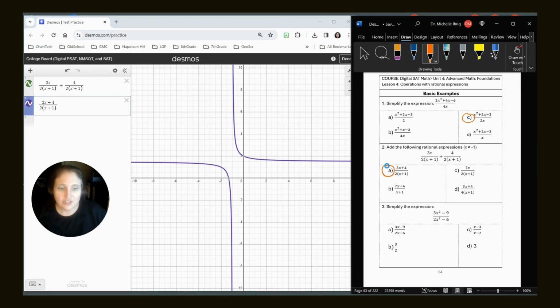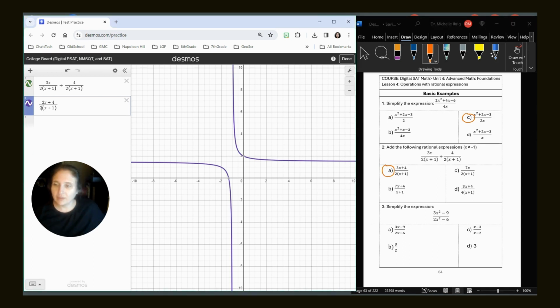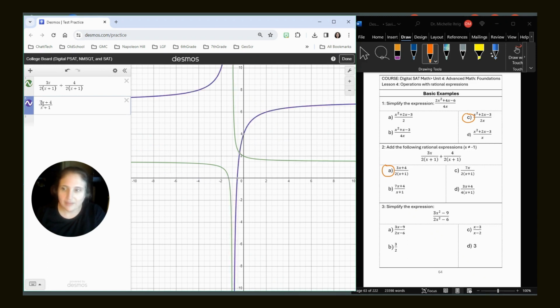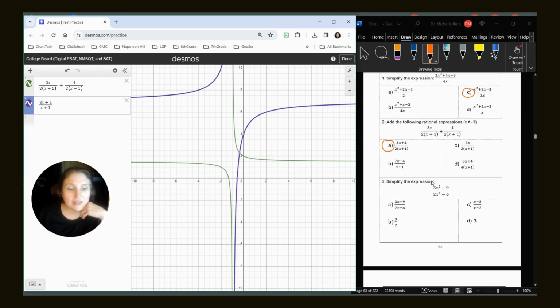Okay, just to show you letter B, I can take this out and have 7x on the top, and that would be a good example of they're not the same graph. Okay. All right, let's look at number 3.